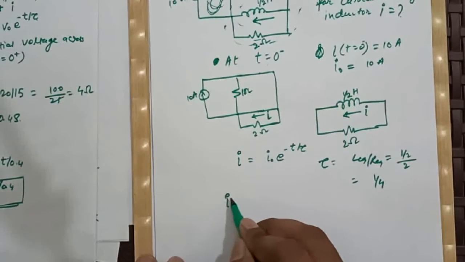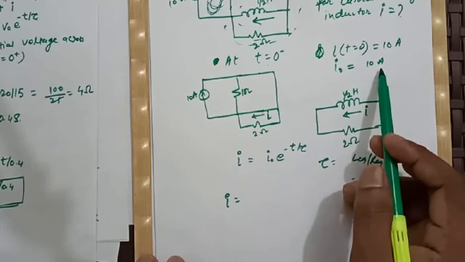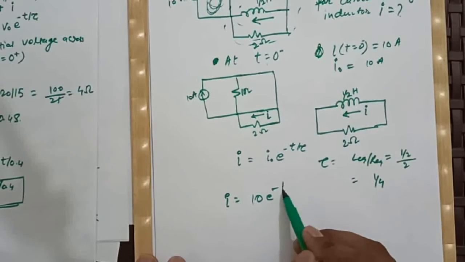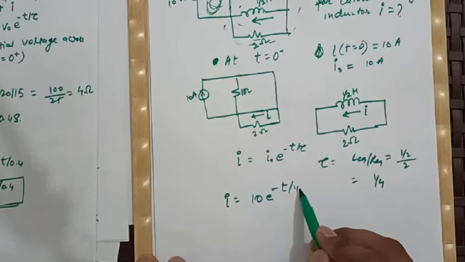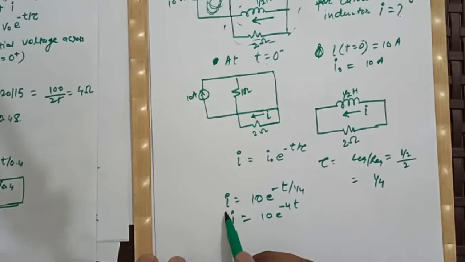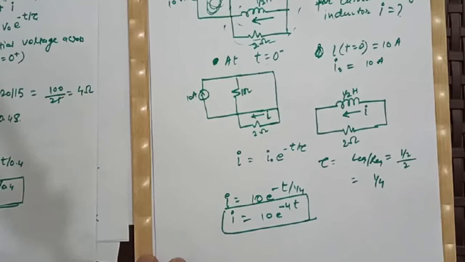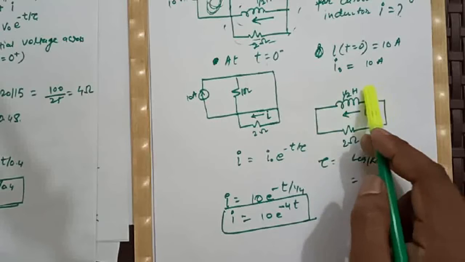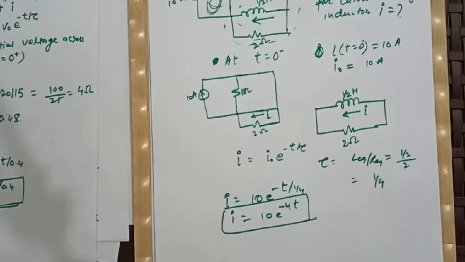Now I will be I naught e to the power minus t by tau. I naught is 10 ampere. So 10 e to the power minus t by tau, with tau 1 by 4, is nothing but 10 e to the power minus 4t. This is the expression for the current which will flow through the inductor after time t equal to 0 plus, or after opening the switch.